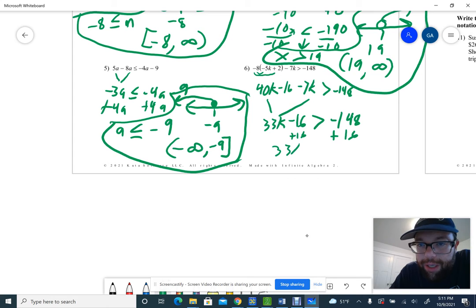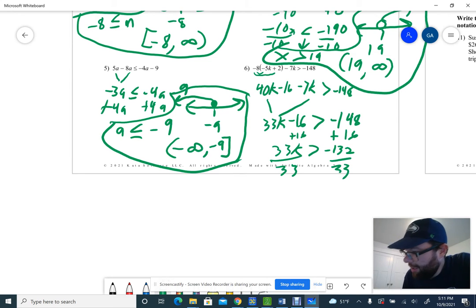So 33k is greater than negative 132. And then the last step is I divide by 33. And I'm going to get k is, and I didn't do anything to my sign, right? Because that's a positive 33. K is greater than negative 4.